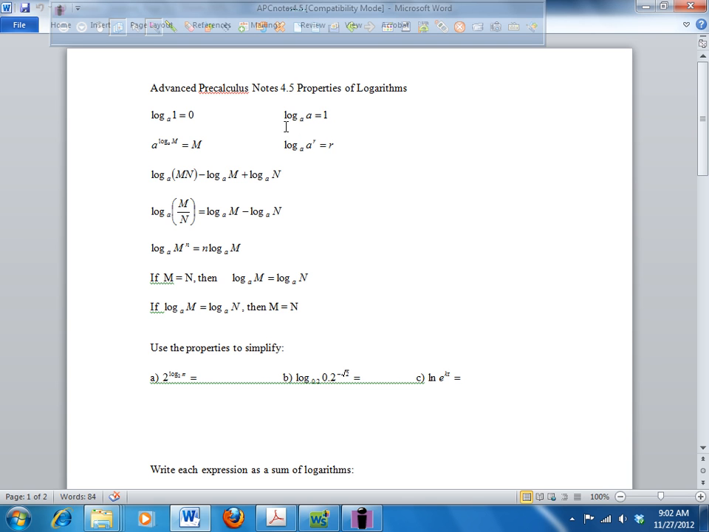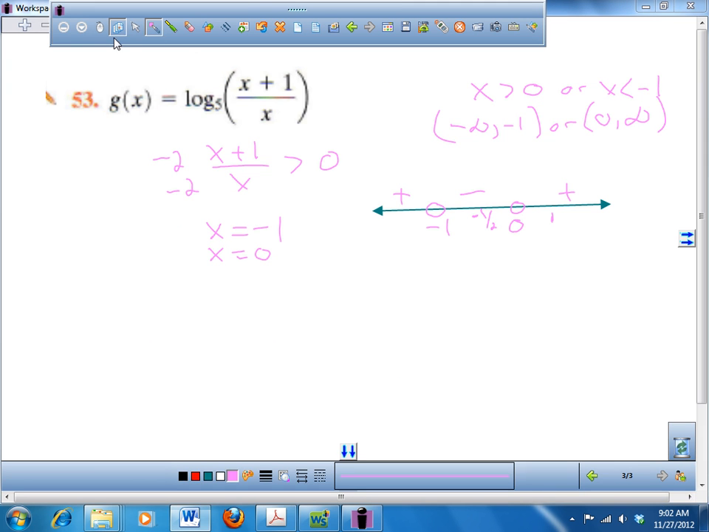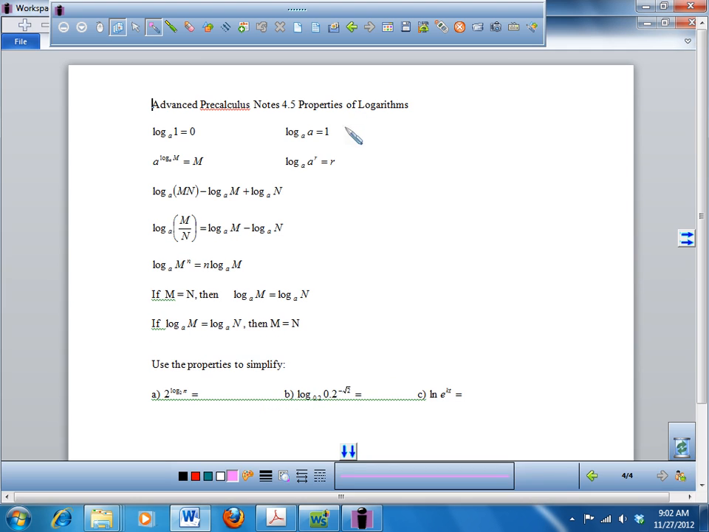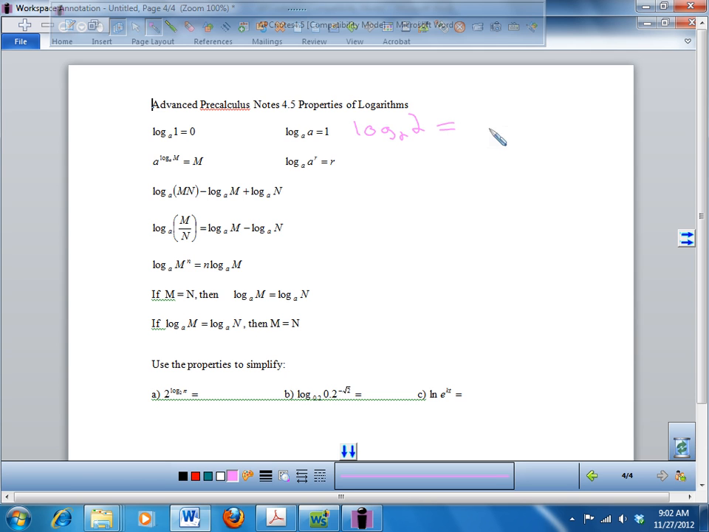And then the log base a of a is equal to 1, so therefore, a to the 1 is equal to a. So for example, if you have log base 2 of 2, that's equal to 1. Because 2 to what power equals 2? 2 to the first power equals 2, right?